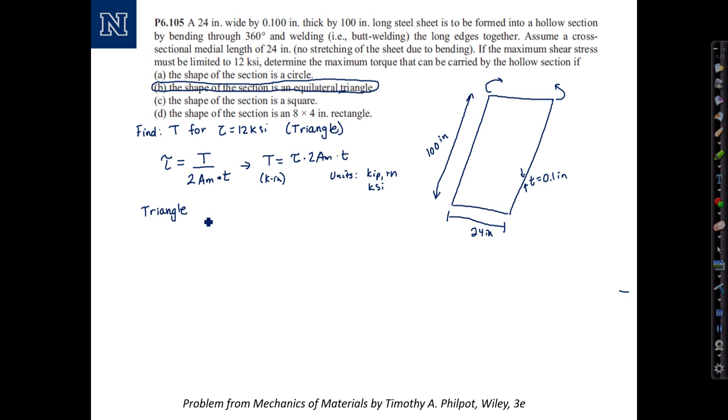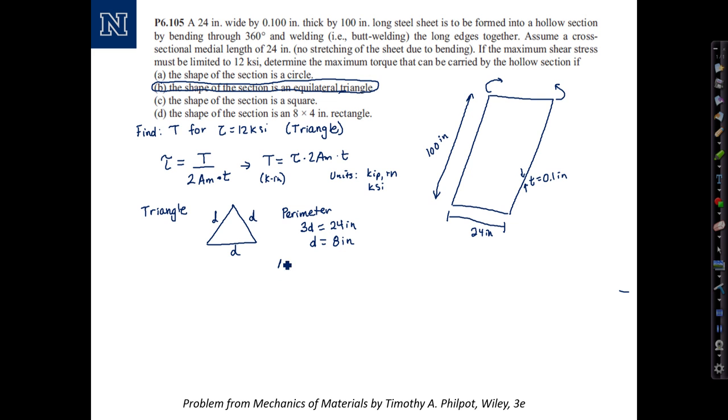Let's draw some sketches of what our triangle would look like. It's an equilateral triangle, meaning that every edge has the same dimension. Let's call that edge dimension D. We know that the perimeter of the triangle should be equal to the short distance of our sheet, which is going to be folded and welded. A perimeter for an equilateral triangle is equal to 3D. Set that equal to 24 inches, and we can quickly deduce that D is equal to 8 inches.